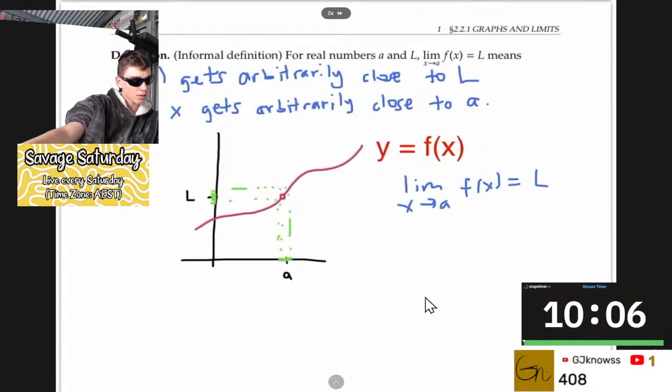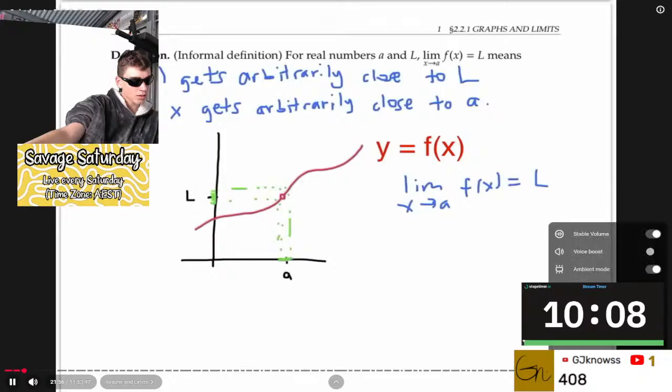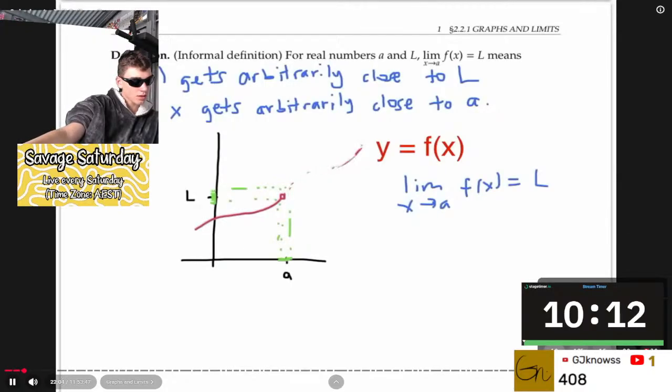But the limit does care about what happens for x values on both sides of a. If, for example, the function didn't even exist for x values bigger than a, then we could no longer say that the limit was l. The limit would not exist.